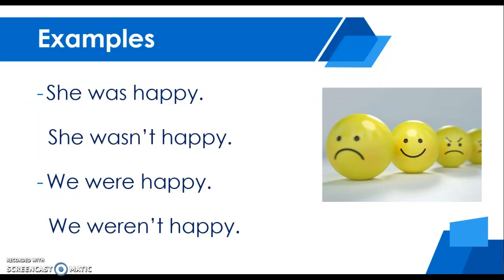Let's move on. Here are some other examples. She was happy, and the negative would be she wasn't happy. Something important here is that you notice if you need to use was or were. If you remember, for I, he, she, it, you're going to use was. And for we, you, they, you're going to use were. So we have, for example, we were happy, and the negative would be we weren't happy.